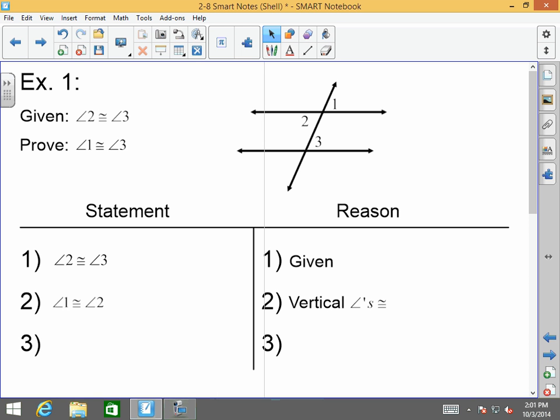Vertical angles are congruent. And now that I know that angle 2 is congruent to angle 3 and angle 1 is congruent to angle 2, what can you tell me about angle 1 and 3? They're congruent. Why? Transitive property. Boom. Done.